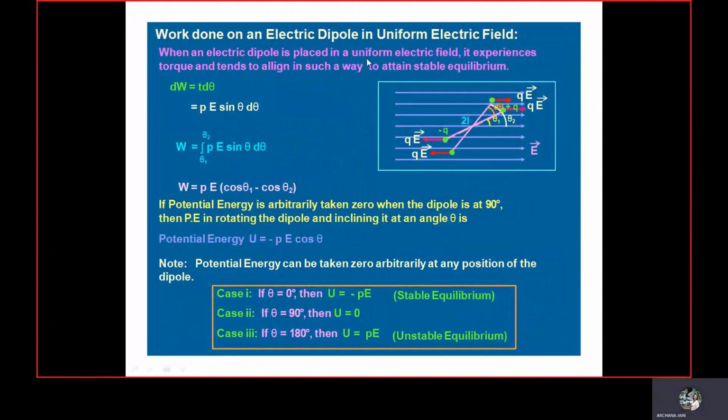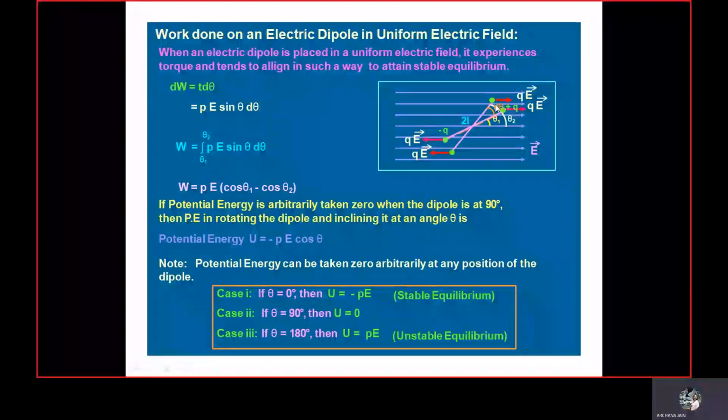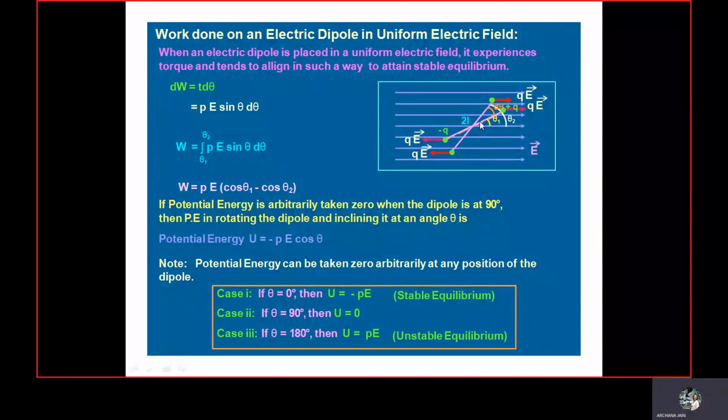Now work done on an electric dipole in a uniform electric field. Again we take a uniform electric field, lines equidistant from each other. We take a dipole. Torque is applied and it wants to rotate it. Then what is the value of work done in rotational motion? dW = tau d theta. Substitute the value of tau, that is PE sin theta. We rotate it from angle theta 1 to theta 2. So limits of integration will become theta 1 to theta 2.